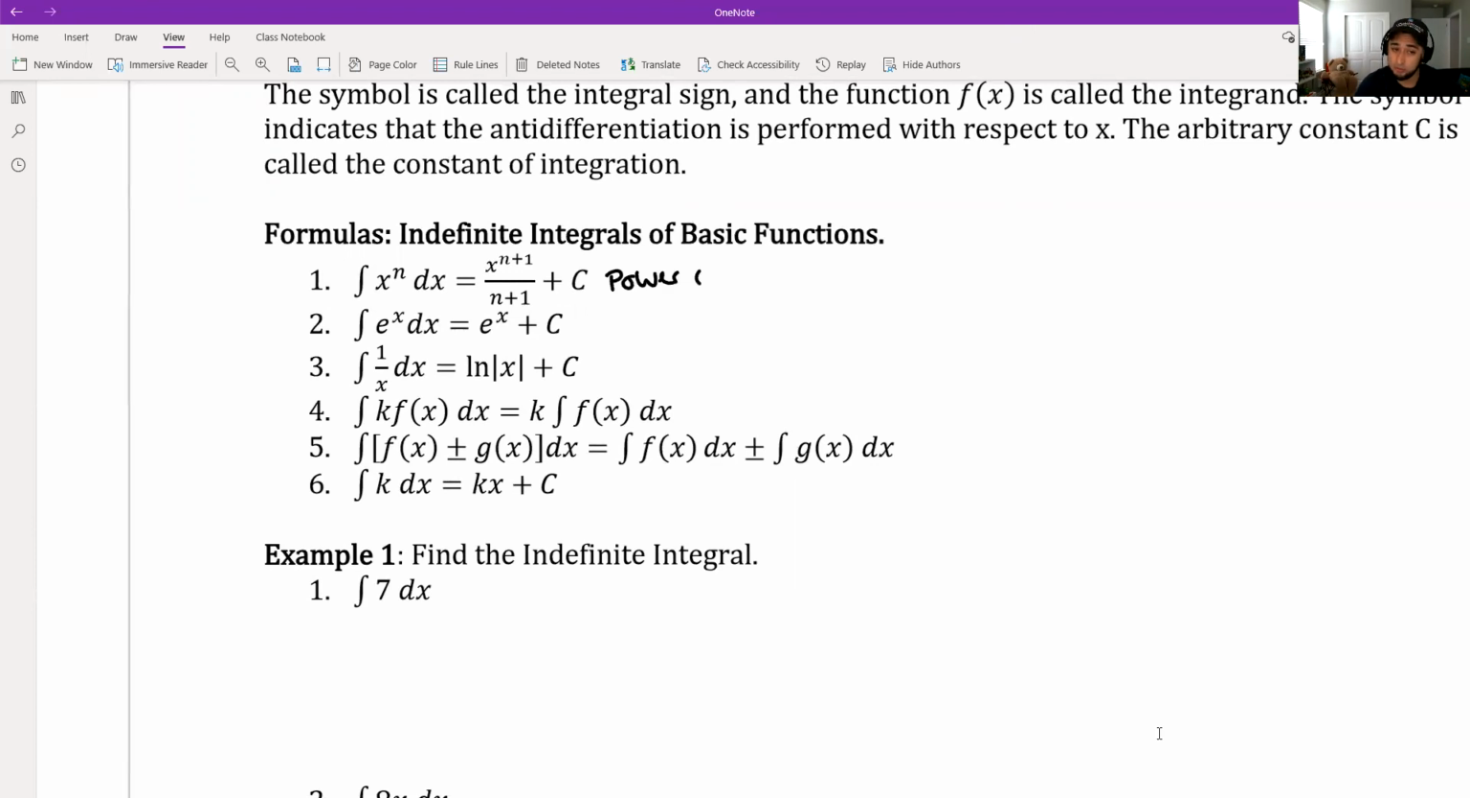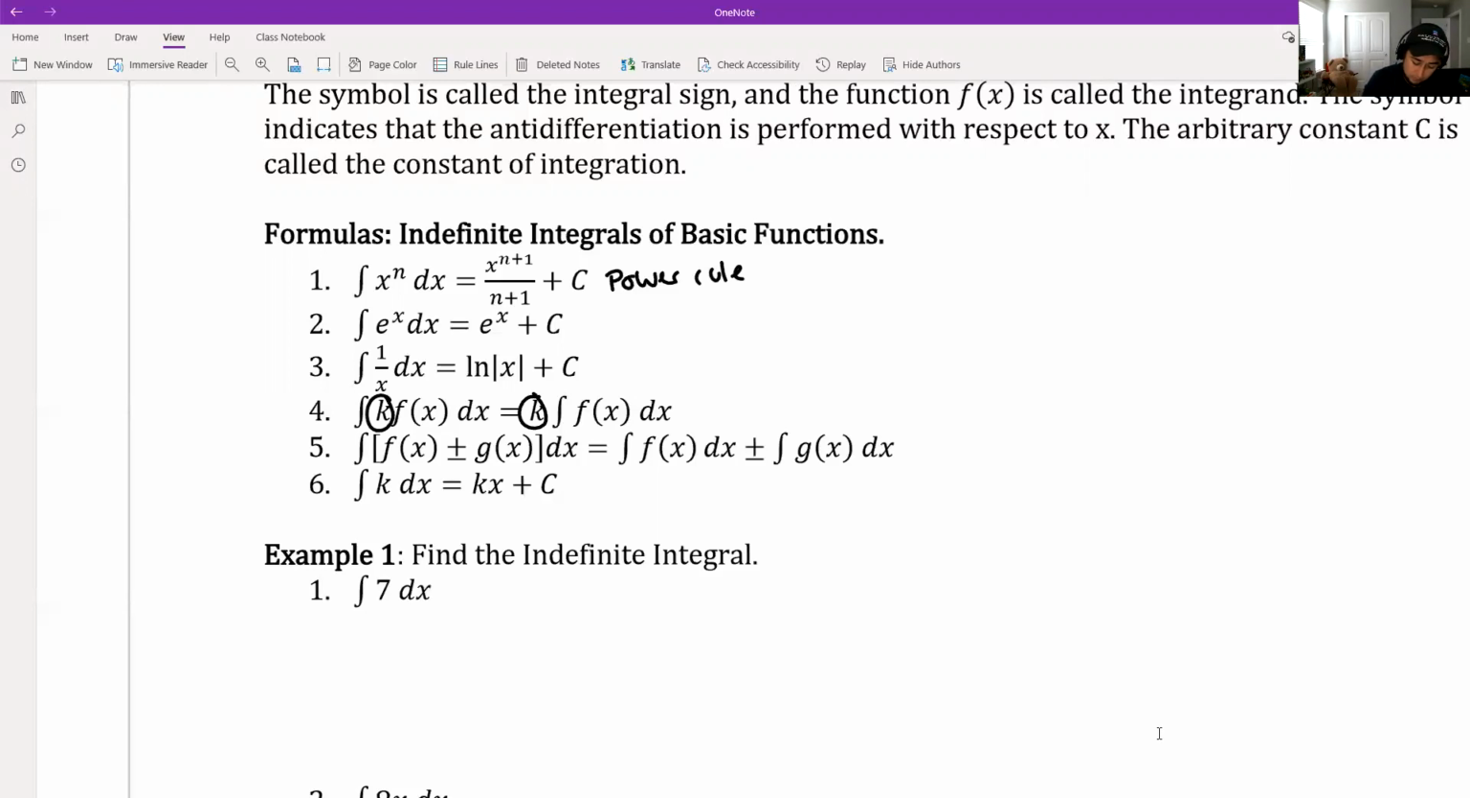Okay, and then 2, the antiderivative of e to the x is, guess what? E to the x plus c. 3, the antiderivative of 1 over x is the natural log of the absolute value of x plus c. 4 is the constant rule. It says if you have the integral of k times f of x dx, then you can take this value of k and just move it to the outside of the antiderivative of the integral.